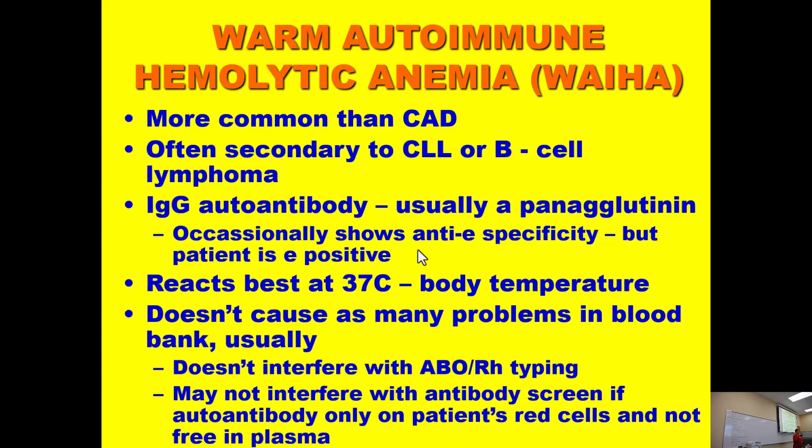So it looks close enough to E that it's going to look like an anti-E. Okay? Reacts best at body temperature. Doesn't cause as many problems in the blood bank usually. It's not going to interfere with ABO/Rh typing, so that's huge. May not interfere with antibody screen if the autoantibody is only on the patient's red cells and not free in the plasma. It's when there's enough of it floating around where it doesn't bind the red cells we start having problems in the blood bank.